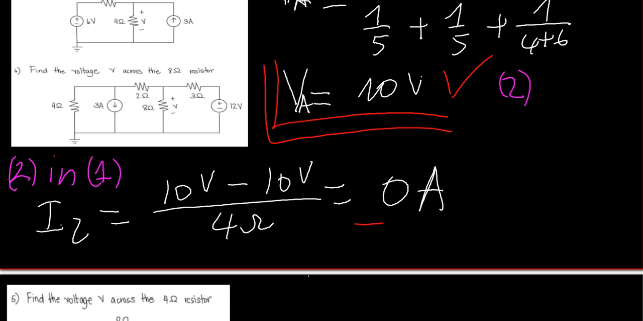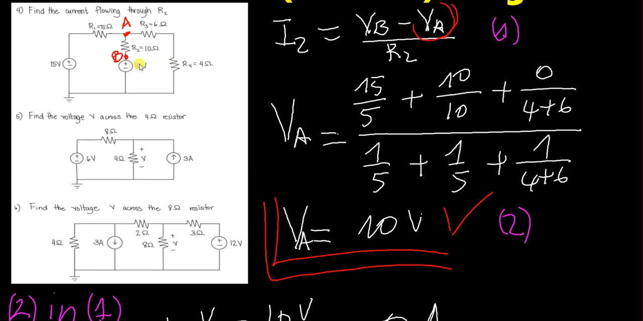Once you obtain a current of 0 amp, it means that the 10 volt battery is not charging, it is fully charged, meaning that no current is flowing through the resistor R2. The 10 volt battery is fully charged by the 15 volt battery.